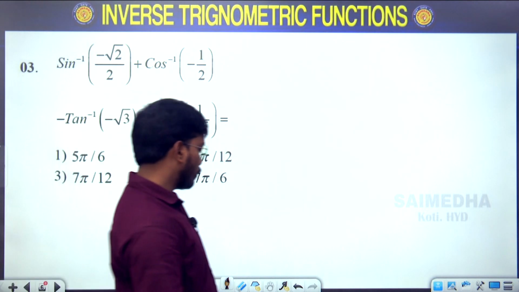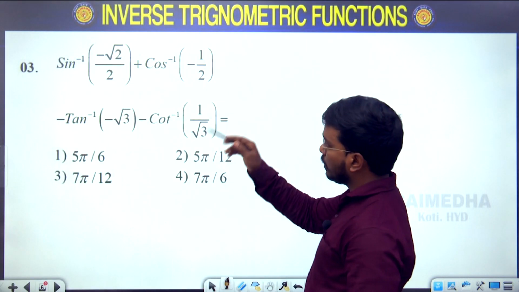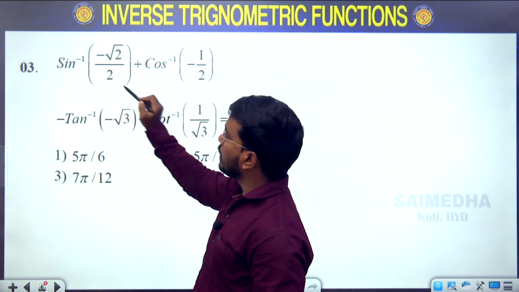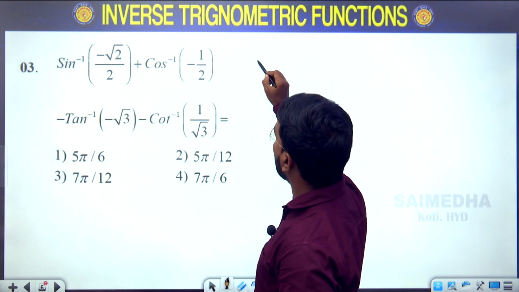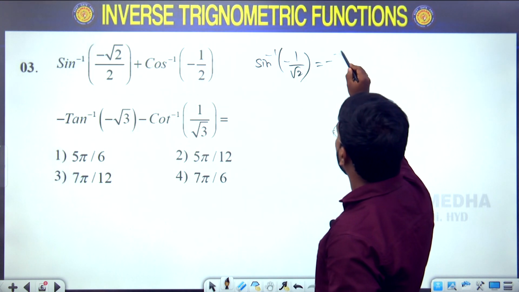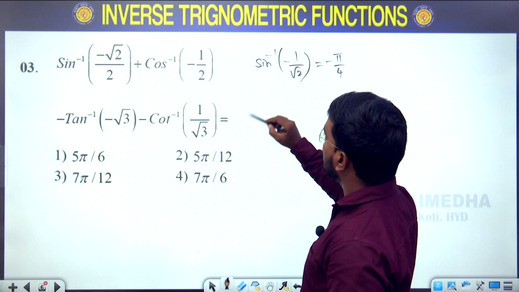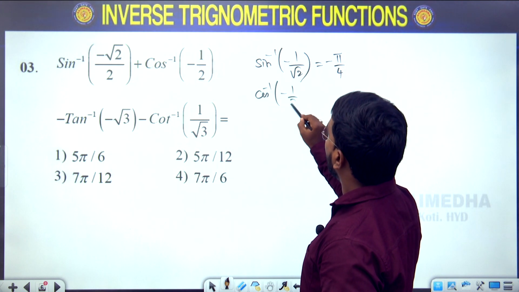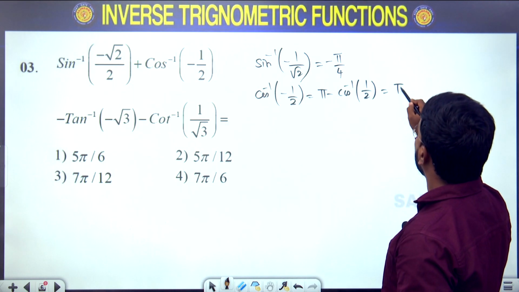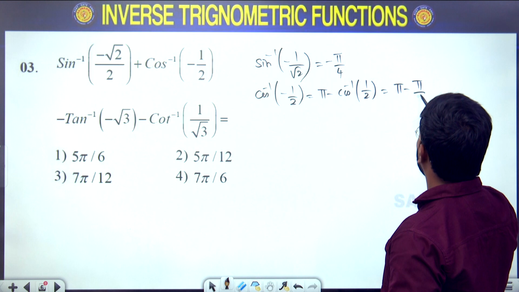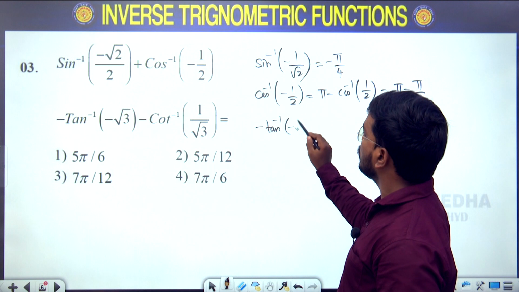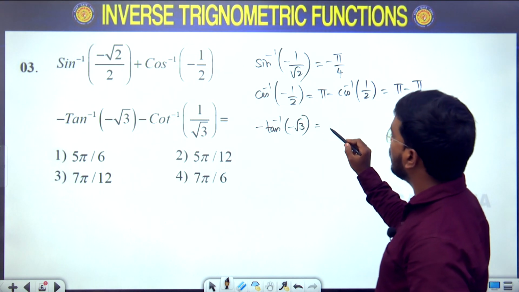Sine inverse of minus root 2 by root 2. Let me do it here itself, because it's going to become very clumsy on the next slide. Root 2 by root 2, we can write this as 1 by root 2 into root 2 by root 2, root 2 gets cancelled. This becomes sine inverse of minus 1 by root 2, right? So that is going to become minus 45 degrees, the first one. Second one is cos inverse of minus x. Whenever you have cos inverse of minus x, you need to write pi minus cos inverse of 1 by 2. That is pi minus cos 60, 60 is pi by 3, so pi minus pi by 3. So minus tan inverse of minus root 3, minus coming outside, minus into minus will become plus.